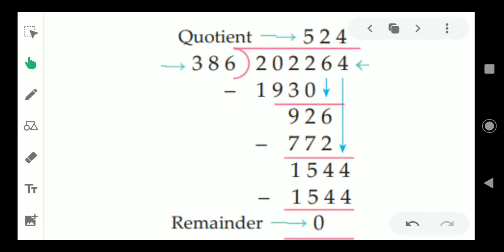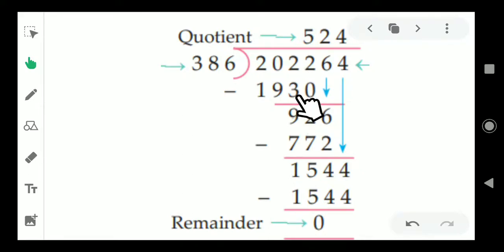In the working space, please do the multiplication table of 386. 386 into 2, 386 into 4, like that we should do. While doing so, when you get a number just below the given 4-digit number, stop there and see whether it is nearer, smaller or bigger. When we multiply 5 into 386, we will get 1930. Now subtract it. 2 minus 0, 2.